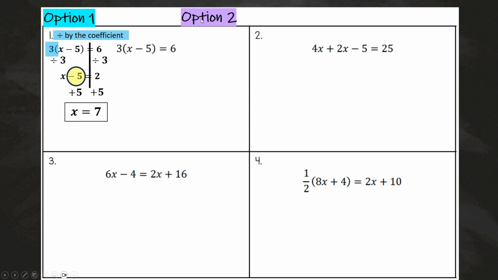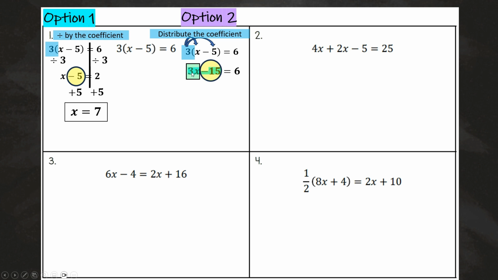Now, if I wanted to do it the other way, my second option, and sometimes what most students are taught in 6th grade, is that this 3 actually has to be distributed to the parentheses. So we would distribute 3 times x and get 3x, distribute the 3 times negative 5 and get negative 15, and that is equal to 6. Once I distribute or simplify and get rid of the coefficient, then I would box my variables and circle my constants.